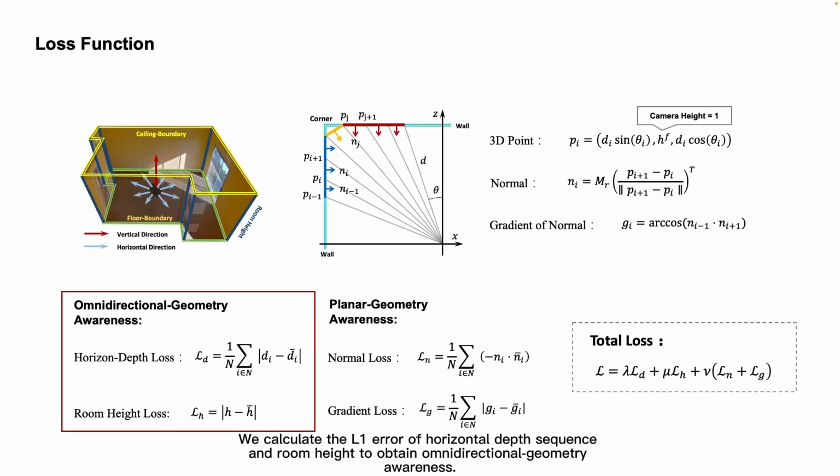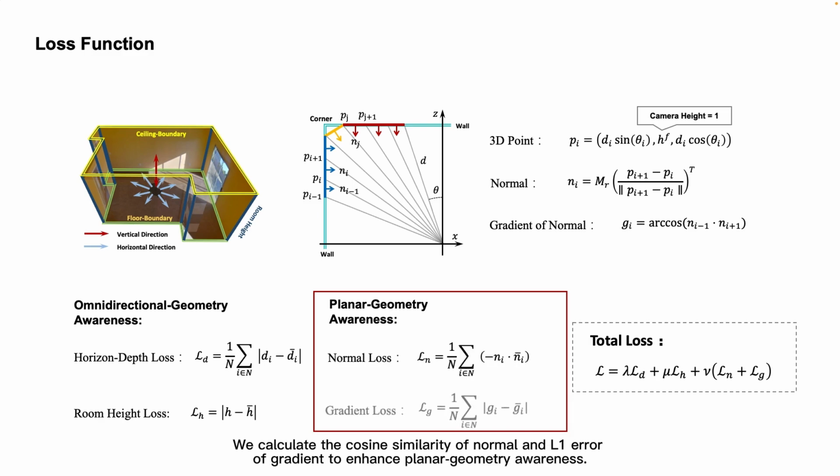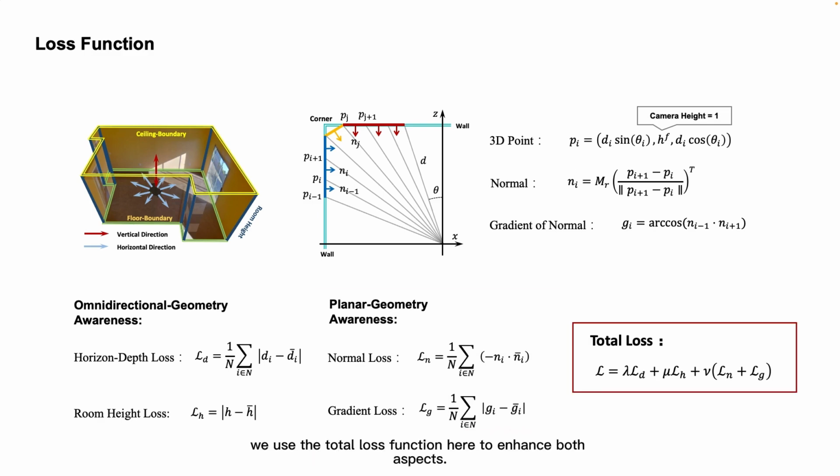We calculate the L1 error of the horizontal depth sequence and room height to obtain omnidirectional geometry awareness. To supervise the planar attributive walls and turning of corners, we calculate the cosine similarity of normal and the L1 error of gradient to enhance planar geometry awareness. Therefore, we use the total loss function here to enhance both aspects.